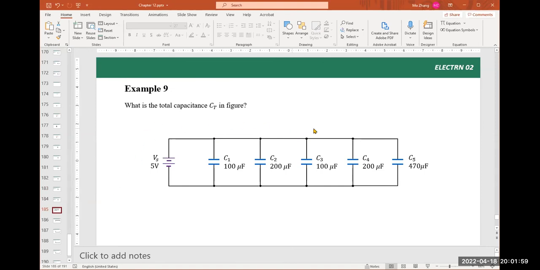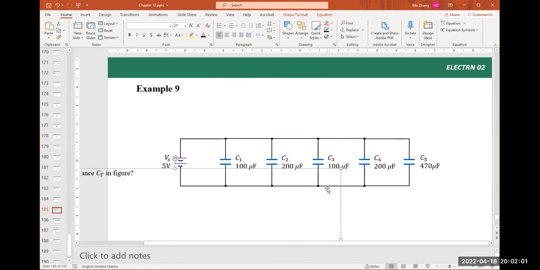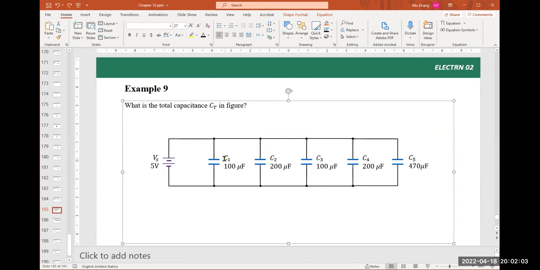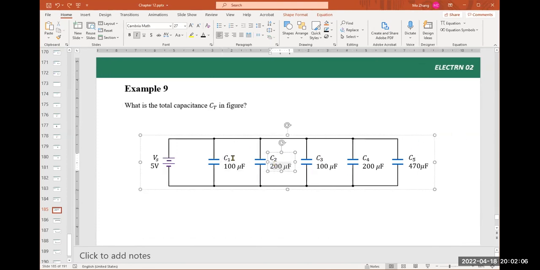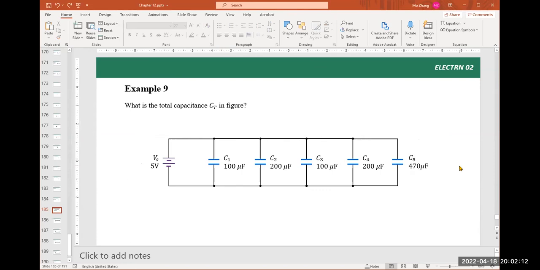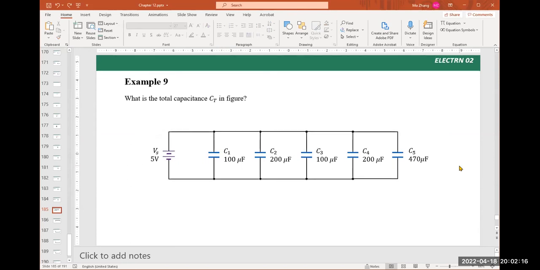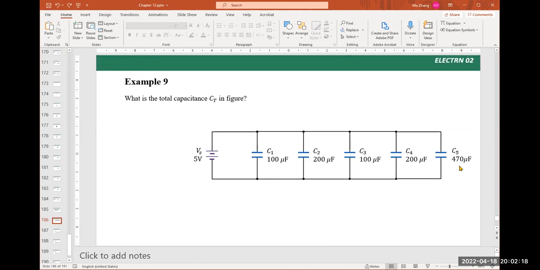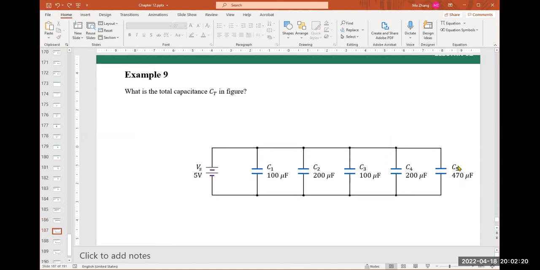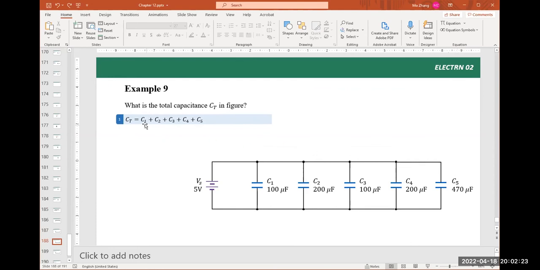Let's see, we have another example here. What's the total capacitance of that circuit? Here we have 5 capacitors, specifically C1, C2, C3, C4, and C5. And we want to find out the total capacitance. The total capacitance is just the sum of all these capacitors. So we simply add them up here.